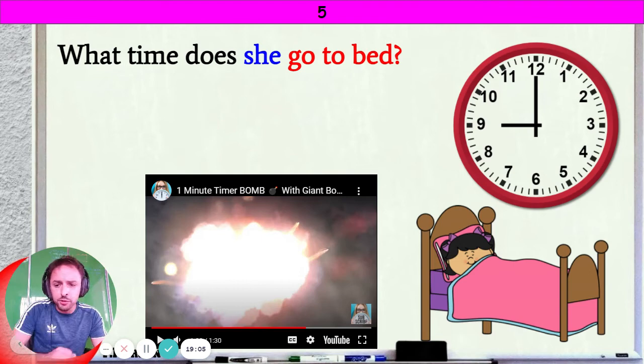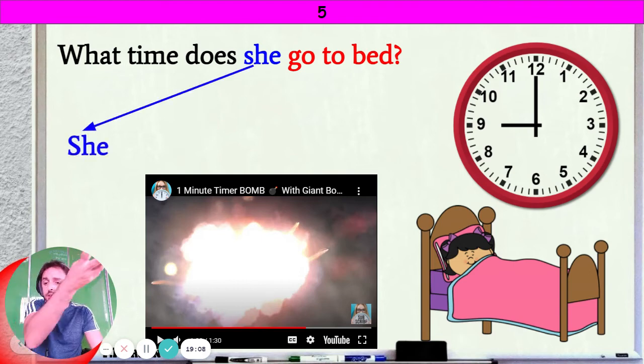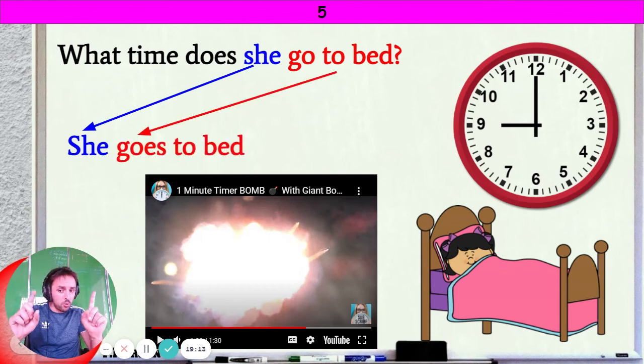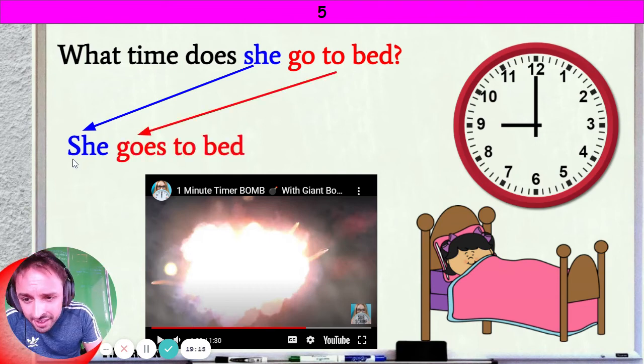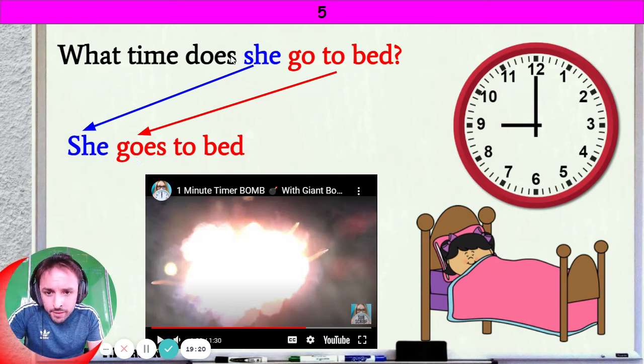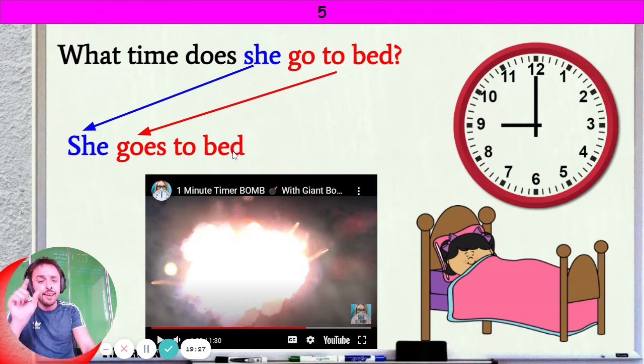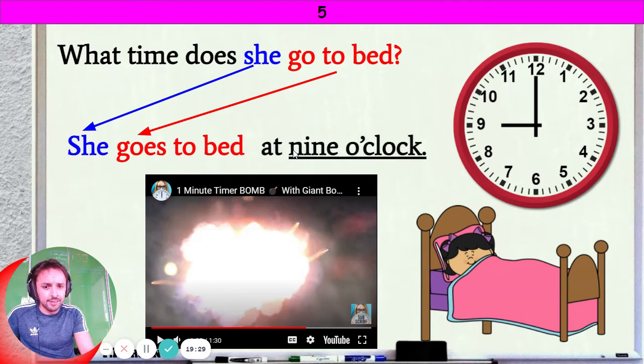Okay, what time does she go to bed? First we go she, let's take the pronoun, she. Then go to bed, let's take that down. Go, but because it's he or she, you have to add an S. But because it ends in an O, you add ES. She goes to bed at 9 o'clock. Remember, if the big hand is pointing up at 12, you say o'clock.